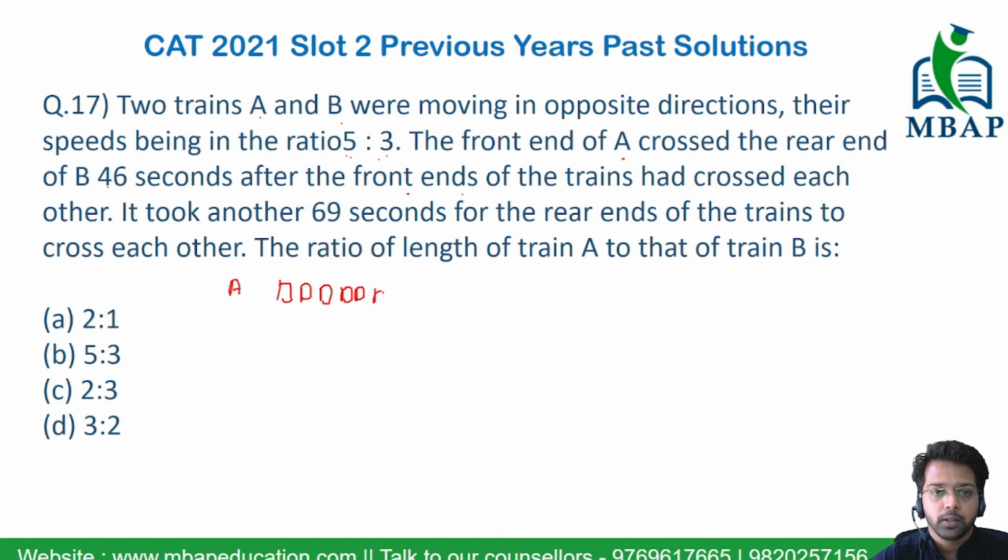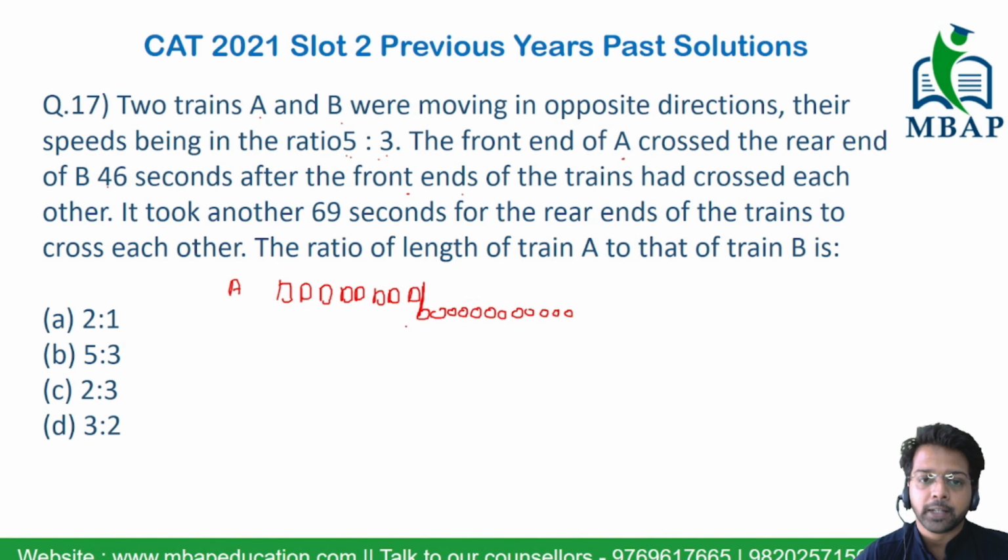Okay, let's assume this is my train A, and the first instance is where the heads of the trains are next to each other. The front ends have just crossed. It takes 46 seconds for train A to cross the rear end of B. This is the rear end of B.